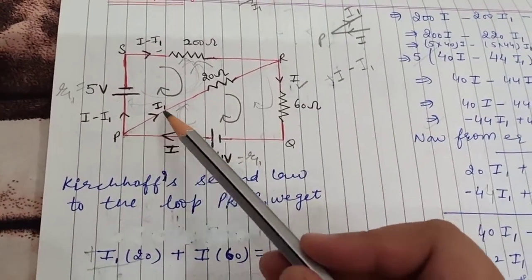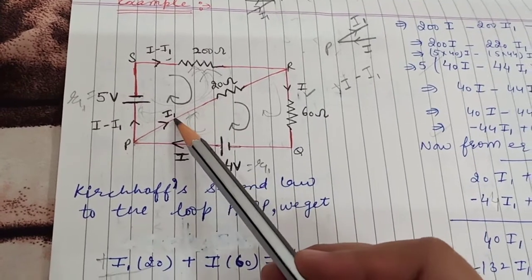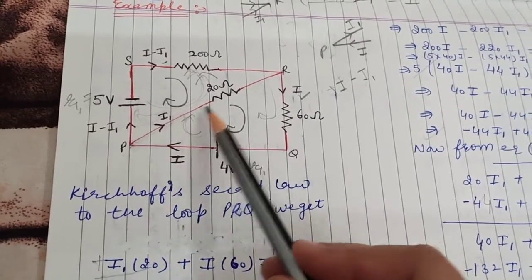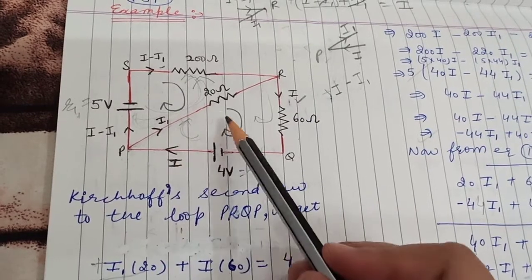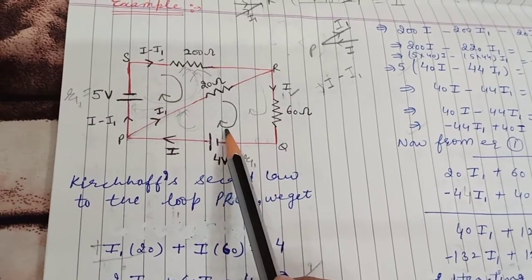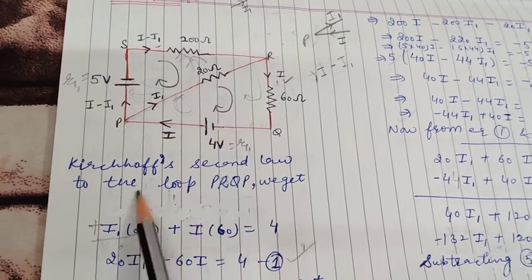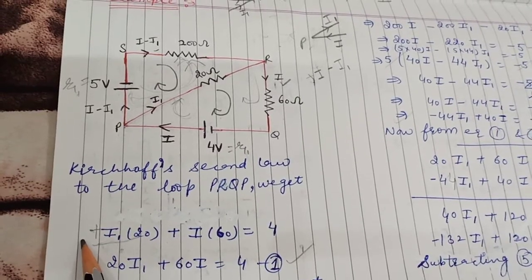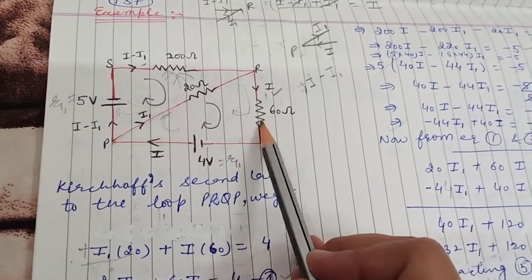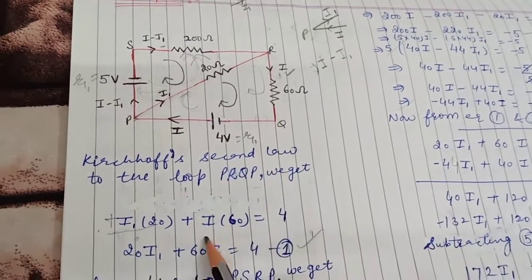Now applying Kirchhoff's second law to the loop PRQP. Since the current I1 is flowing through the branch PR and the resistance of this branch is 20 ohm, the product I1 into 20 takes positive sign, because the direction of current in this branch is clockwise, and the direction of traversal for this loop is also clockwise. So the direction of current and traversal are the same, therefore the product of I1 into resistance takes positive sign. Now the current I passing through this branch is again going clockwise, and the direction of traversal is also clockwise, so the product I into 60 takes the positive sign.